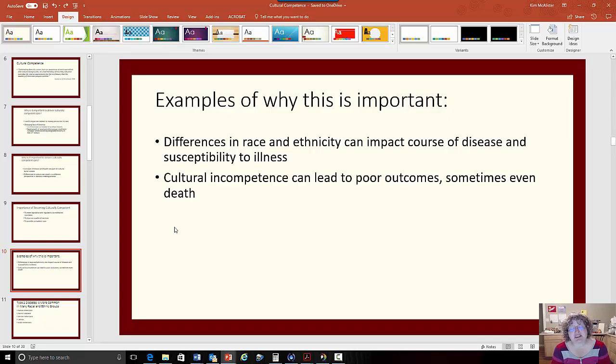We need to understand that differences in race and ethnicity can impact the course of a disease and susceptibilities. African Americans are disproportionately impacted by hypertension and also by end-stage renal disease. Part of this has to do with the fact that the way we treated hypertension for many years, the first line treatment is diuretics, and then that's followed by beta blockers. It took a while to understand that African Americans do not respond well to beta blockers. They're not very effective.